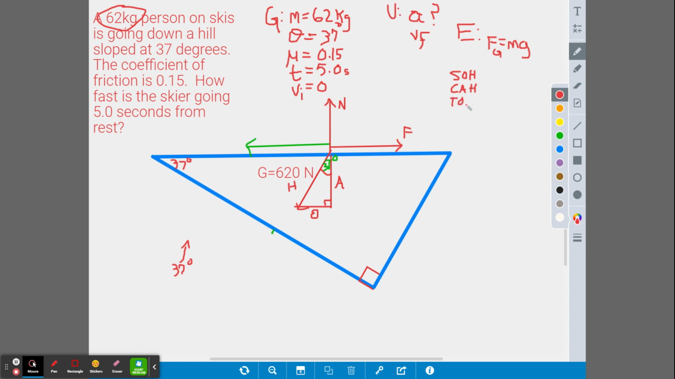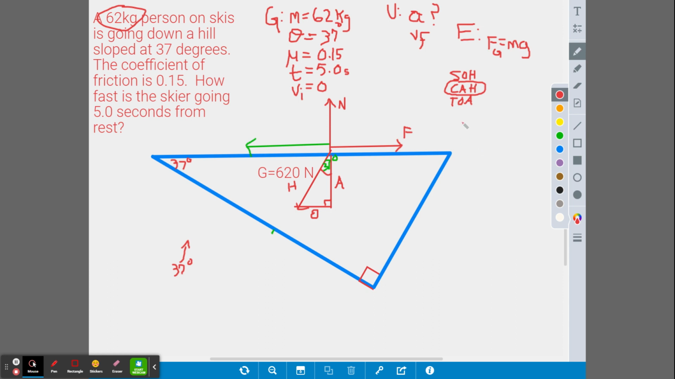SOHCAHTOA. Since we want to solve for the adjacent, which will be equal and opposite to the normal force, we want to use a function that involves adjacent and hypotenuse because we know the hypotenuse. That looks like we're going to use cosine. So CAH means cosine equals A over H.